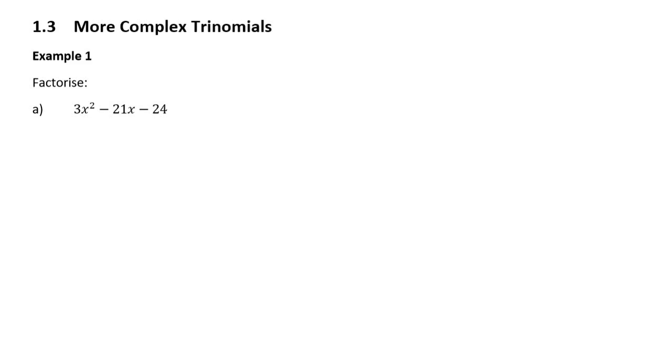So if we look at example 1, it says factorize, and we often forget and make our lives very difficult. The first thing you must always check for is the highest common factor. So in this case, unlike the previous video, each of those terms are divisible by 3. So I'm going to take out a highest common factor of 3, so that'll be 3x squared, then minus 7, because 7 times 3 is 21, and minus 8, because 3 times 8 is 24.